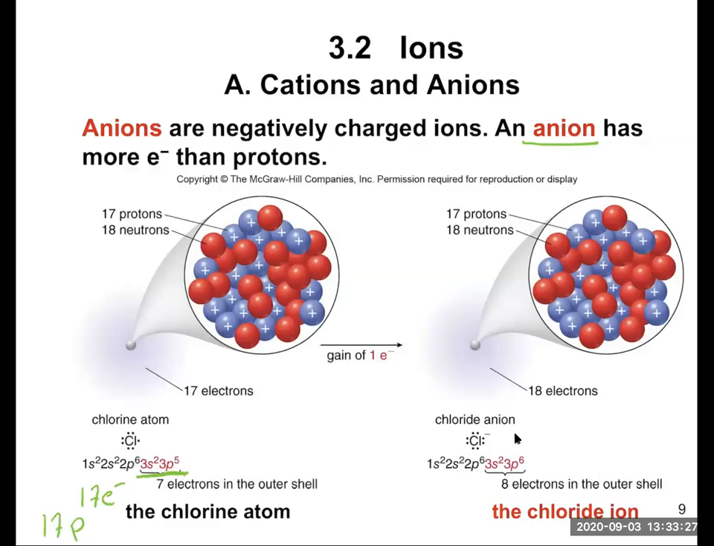However, when it becomes an anion, it's going to gain an electron. So instead, it's going to have 18 electrons because it accepted 1 electron, and it becomes a chlorine ion. The word ion just means that you're adding an electron.